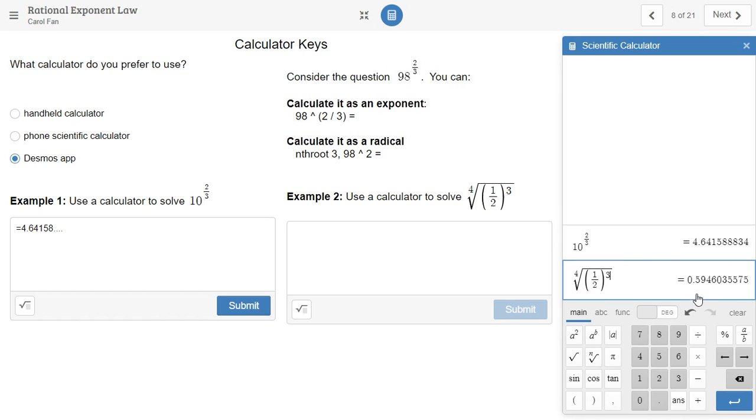So I like the Desmos calculator because it's very simple to type in the way it looks like and your calculator understands it. Sometimes when you're using the phone calculator, it is very strict about order of operation. So if you type it in the way it looks, it doesn't really work out.